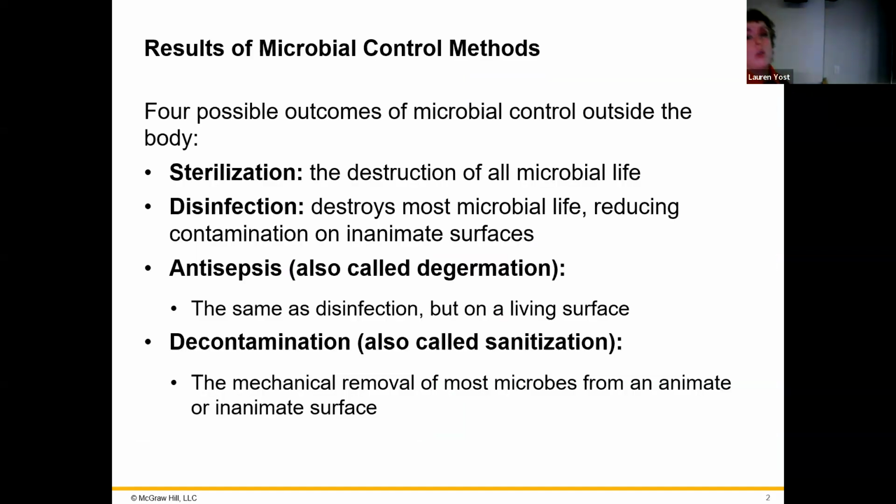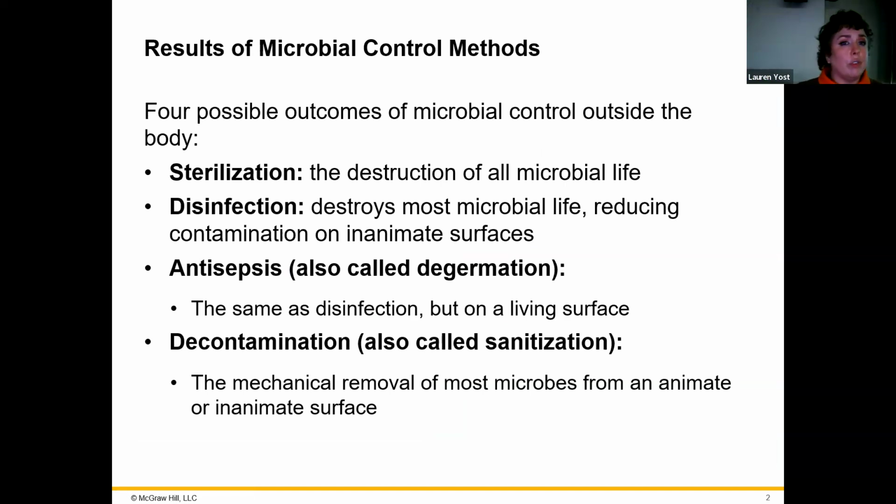All right, so microbial control methods. Here are some major terms that are involved relating to microbial control methods: sterilization, disinfection, antisepsis, and contamination. You want to be sure that you understand the difference between these.